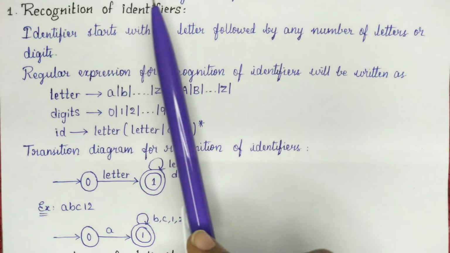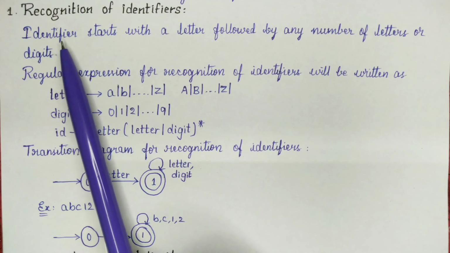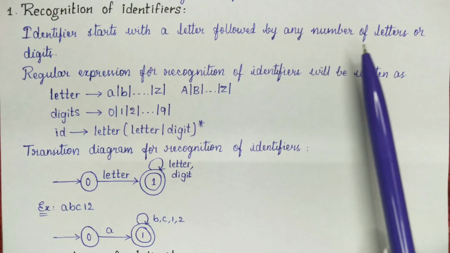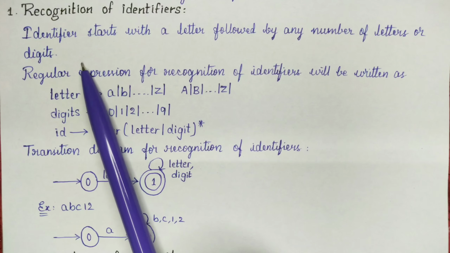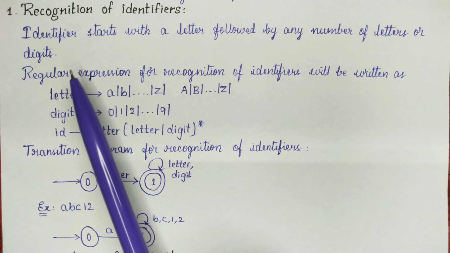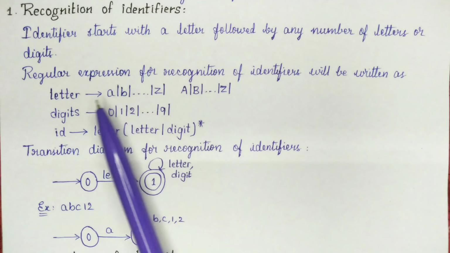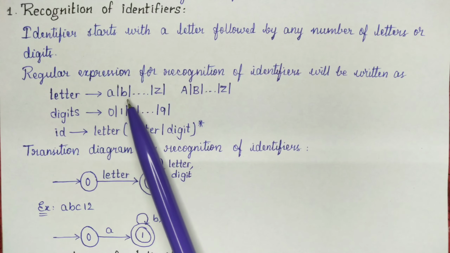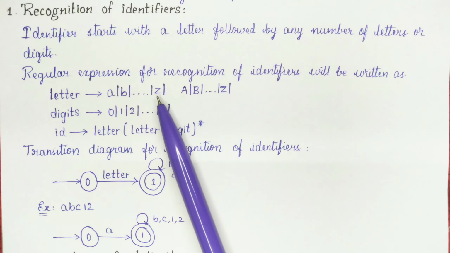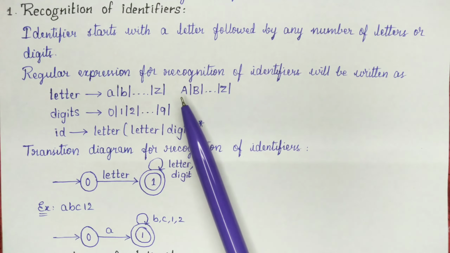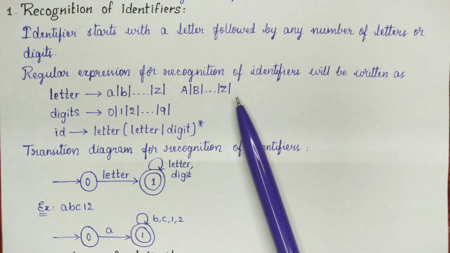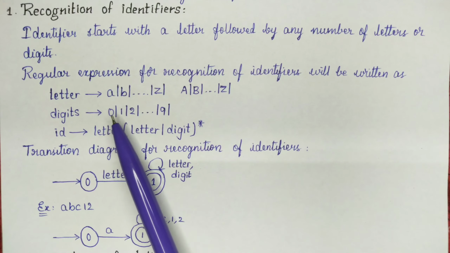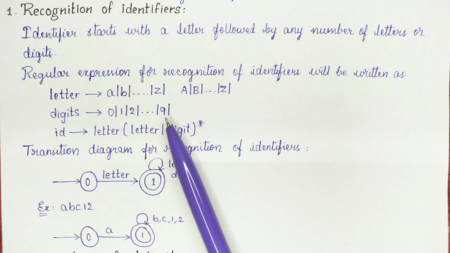So first is the recognition of identifiers. Usually an identifier starts with a letter followed by any number of letters or digits. In Pascal language, underscore is not necessary. If we use C language, then we have to use underscore. So the regular expression for this will be: letter produces a or b and so on up to z, and we can also use uppercase letters like A or B and so on up to Z. And digit produces 0 or 1 or 2 and so on up to 9.